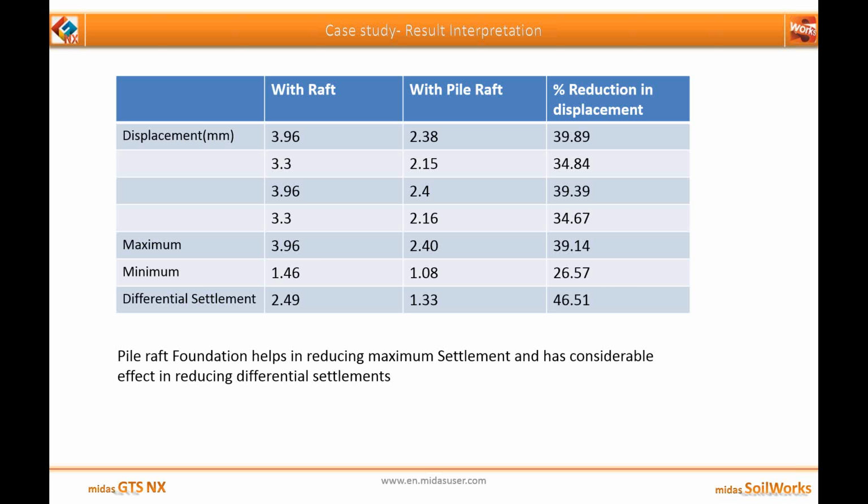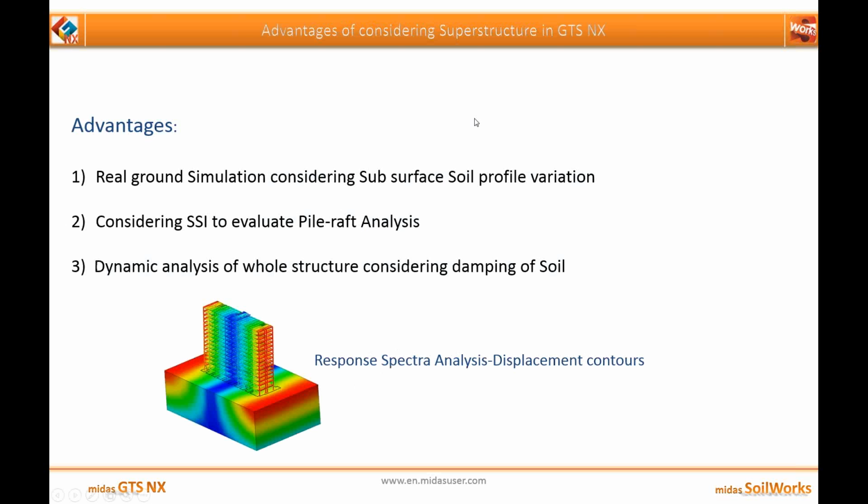Now differential settlement is basically the maximum and the minimum settlement consideration. You can see that it was around 2.49 with raft, and it got reduced to 1.33 with pile raft, so almost a 46% reduction in that displacement. So we conclude that the pile raft foundation helps in reducing the maximum settlement and has a considerable effect in reducing the differential settlement. So moving on.